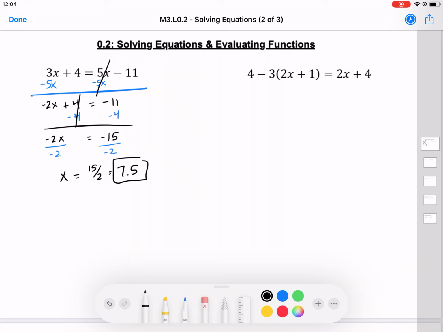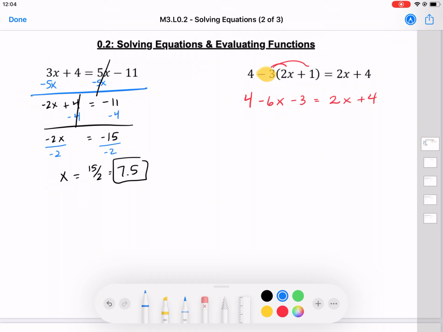Okay. Let's go to another one a little more complicated. And by the way, feel free to skip over to ones that you want to see more than others. So this one, anytime I see parentheses, I first want to distribute. And I'm going to be distributing negative 3 into every single term. So this 4 is just going to stay exactly as it is. Negative 3 times 2 is negative 6, so negative 6x. Negative 3 times 1 is negative 3. And we still have 2x plus 4.